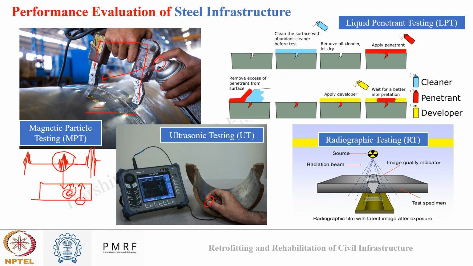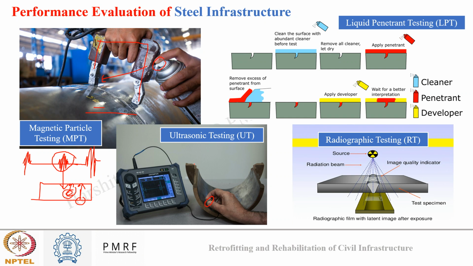And finally, by analyzing the characteristics of this signal, such as amplitude and time of flight, we can judge the presence, location, size, and nature of defects in the steel structure. Third is liquid penetration testing.